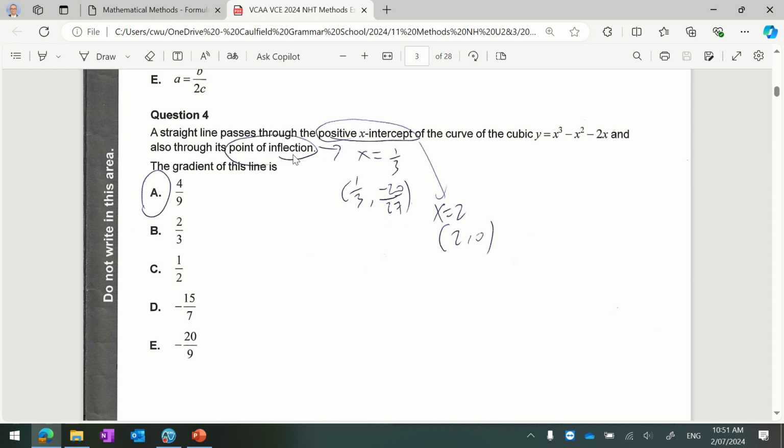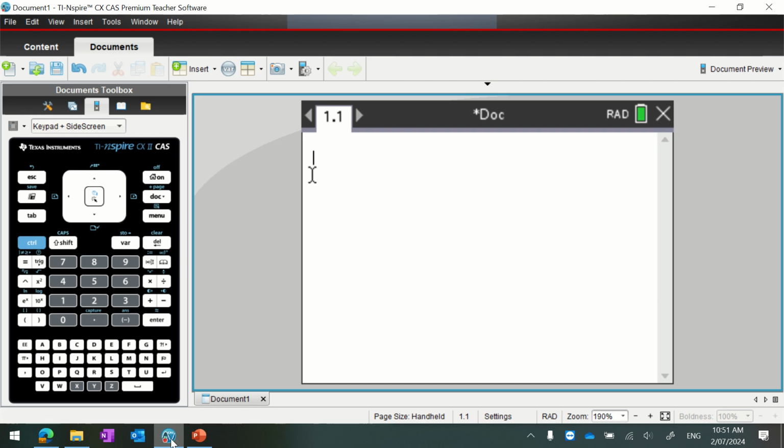And to find the point of inflection, I think I double differentiated the cubic. Let me double check. I think that's what I did. x cubed minus x squared minus 2x. Like this.